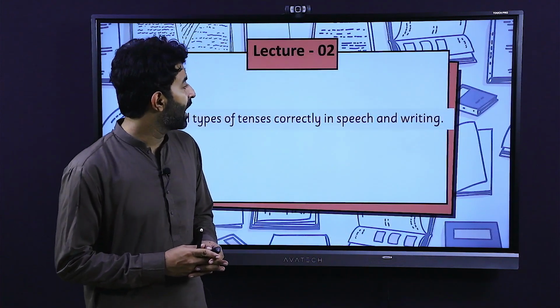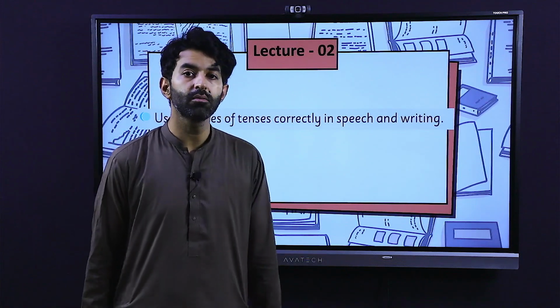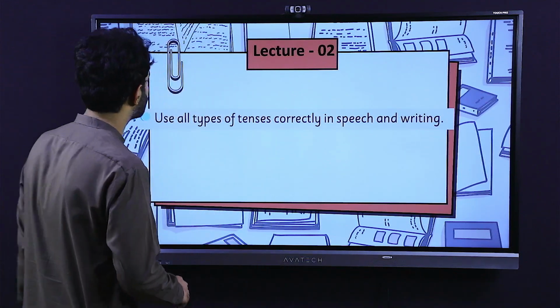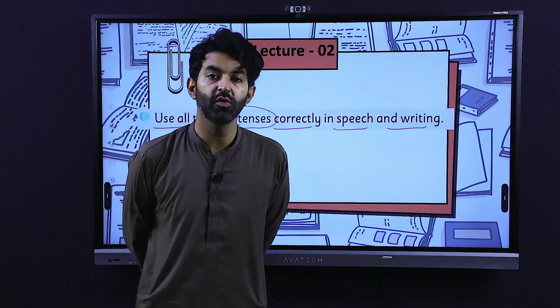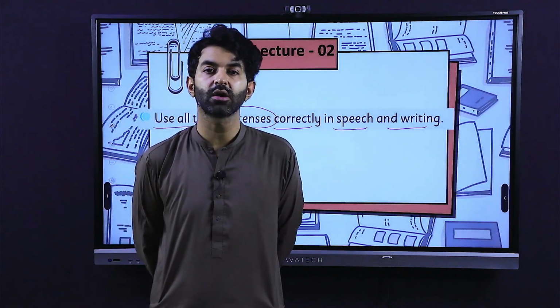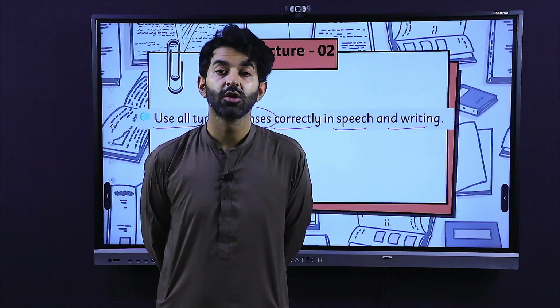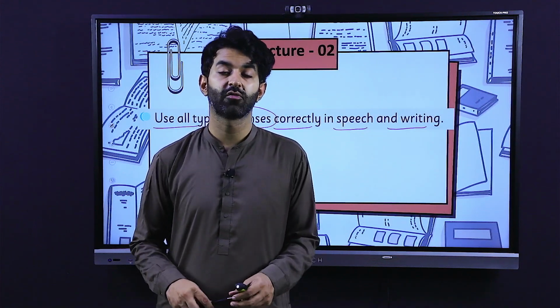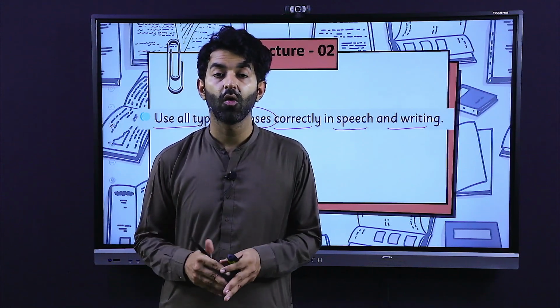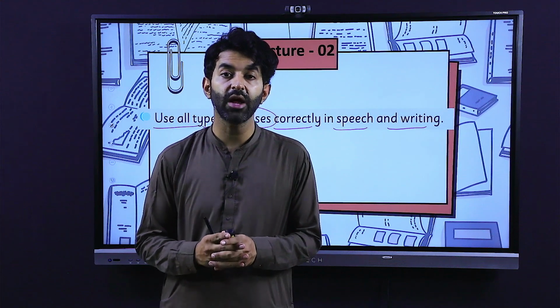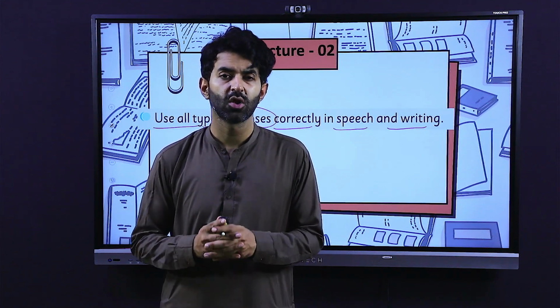Now today we have the students' learning outcome of lecture number 2. It's called: use all types of tenses correctly in speech and writing. Yes, we are going to talk about tenses. Now this is not something new. We have been learning tenses for a very long time. For grade 11 students, you must be aware of all these different tenses, their different variations of time, and how we can use them effectively in our writing and in our speech. So let's begin the lecture.